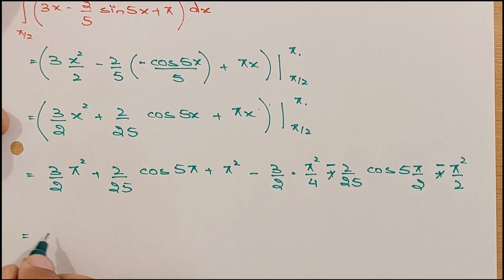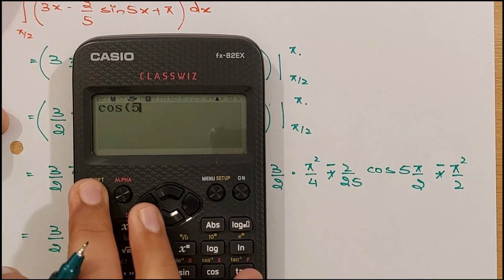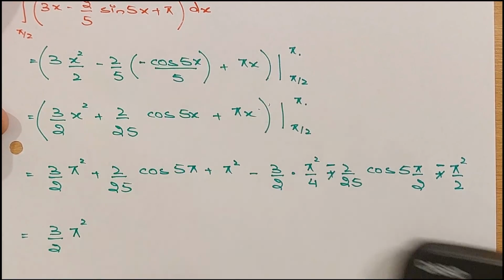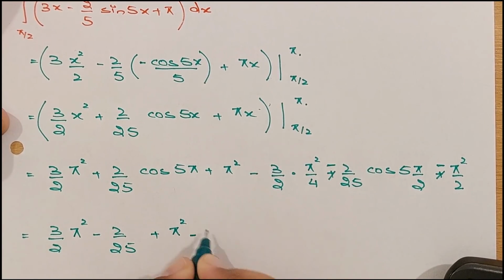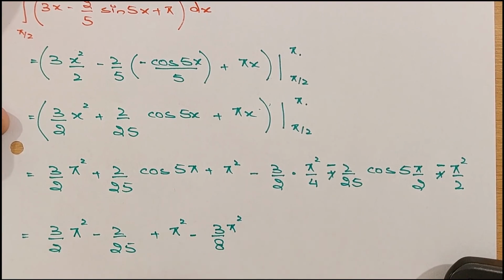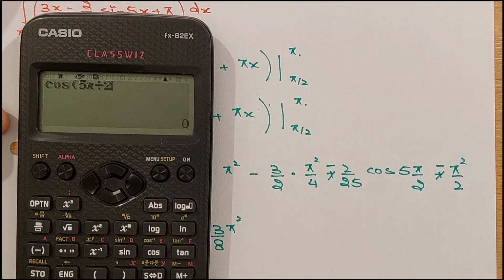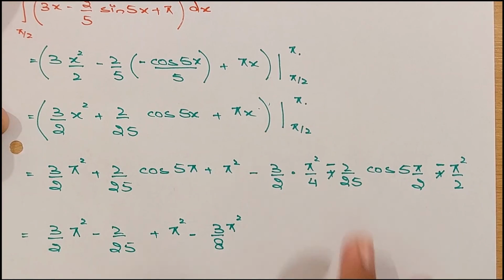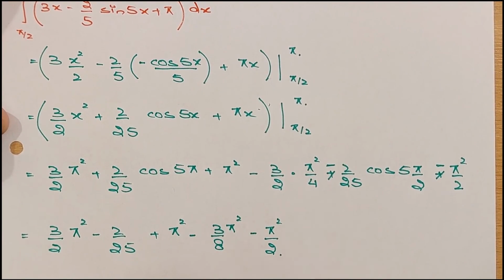Now further simplification, we have 3/2 pi^2. What is cos 5pi? Cos 5pi is -1. This term is -1, so minus 2/25, plus pi^2, minus 3pi^2 by 2 times 4, which is 8. And what is this term, cos(5pi/2)? This is just 0. So this whole thing is 0, and minus pi^2/2, right?